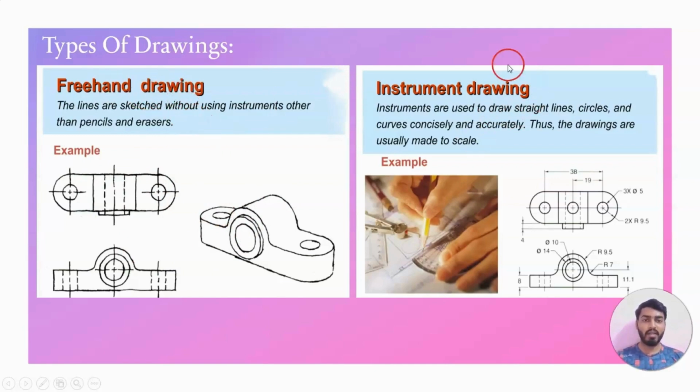Next we have instrument drawings. Instrument drawing is nothing but a little more advanced than freehand. In freehand drawing, we are not going to use any instrument, just a rough sketch. But if you go with instrument drawing, here we are going to create drawings with the help of a ruler or scale, or some other instruments to create straight lines, circles, curves or proper things accurately. So we call this instrument drawing.